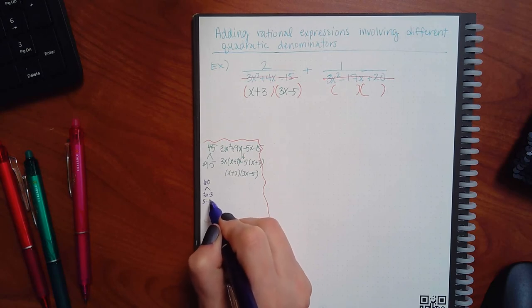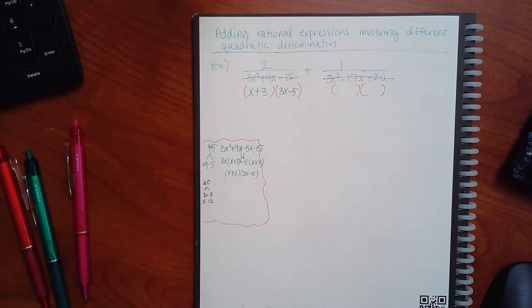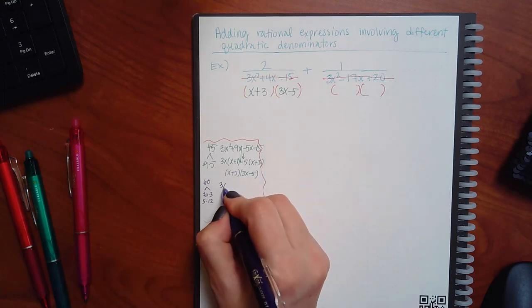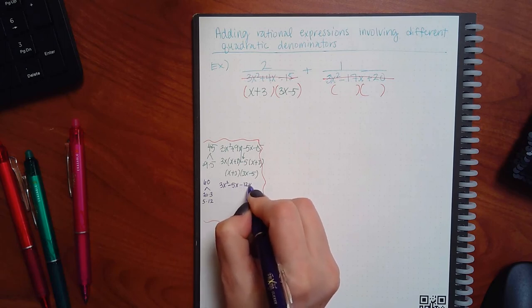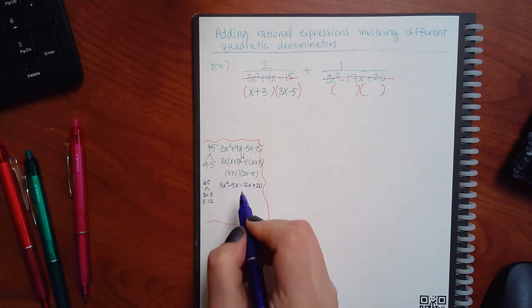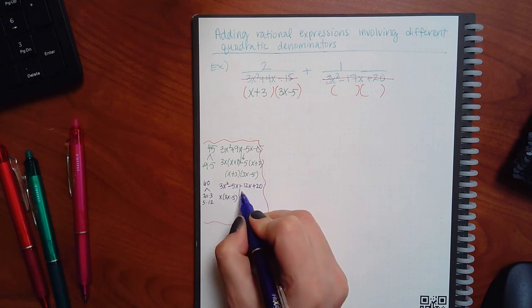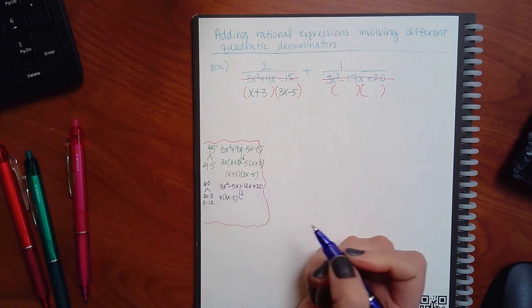5 and 12. But they have to be the same, both negative. You got it. So 3x squared minus 5 minus 12. And then chop it. X in common. Here, bring down your minus.